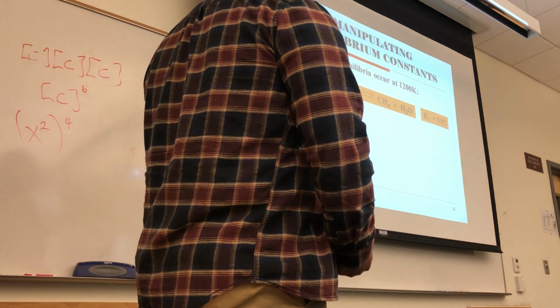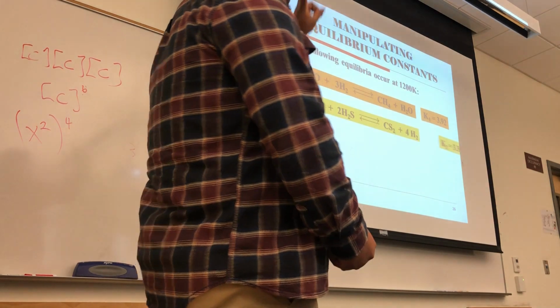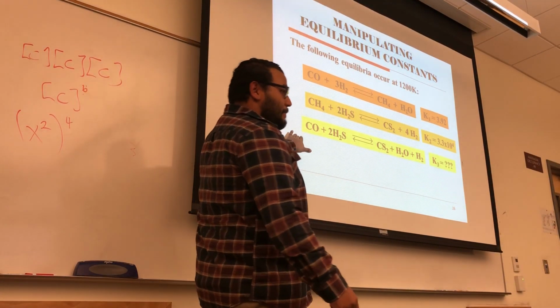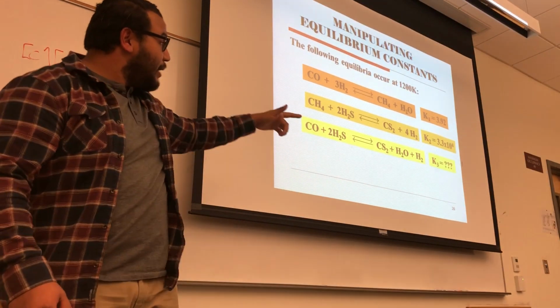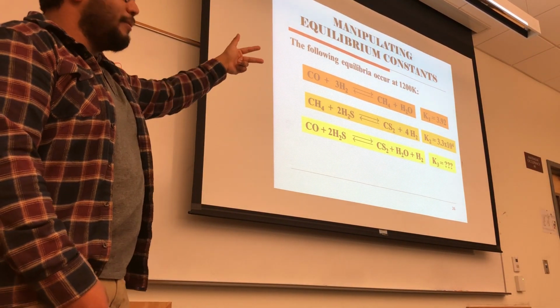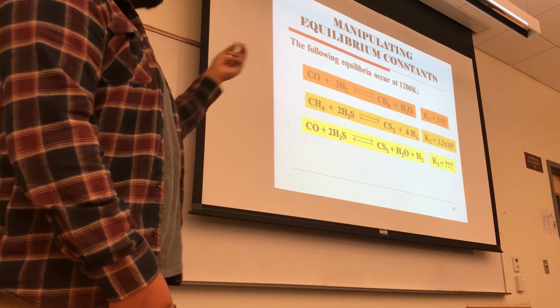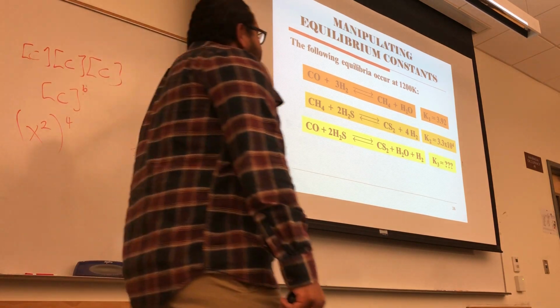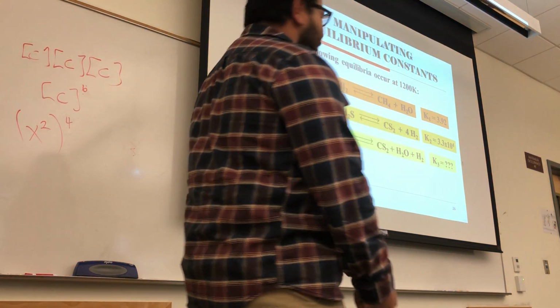Let's say we have two different equations and an overall equation. If you wanted to solve for the overall k, from the previous slide, we're going to multiply the corresponding k's. So k1 times k2, and we'll get the overall. Does that make sense for everybody?